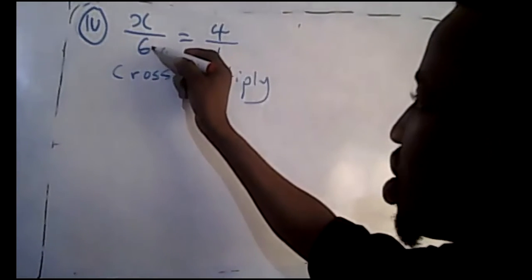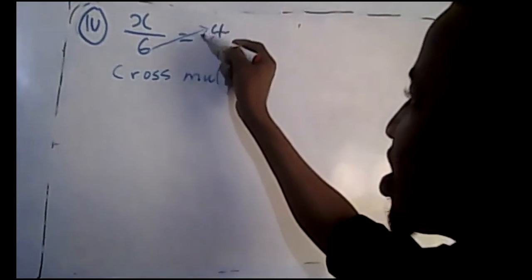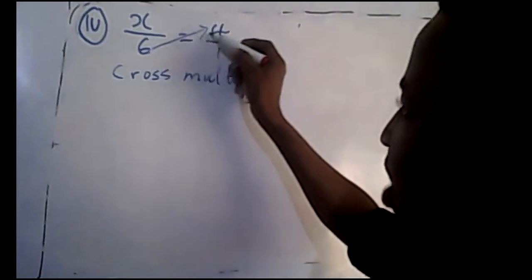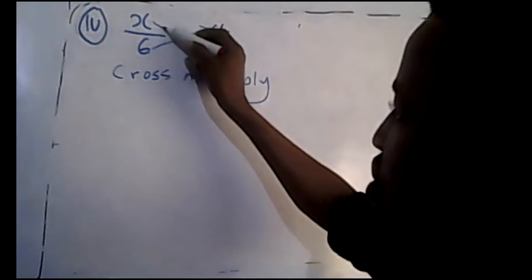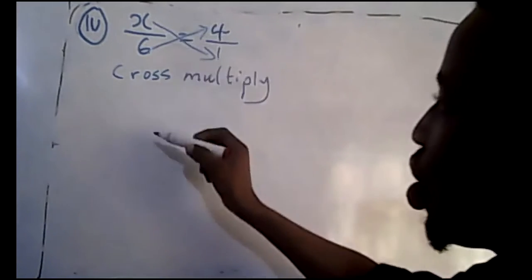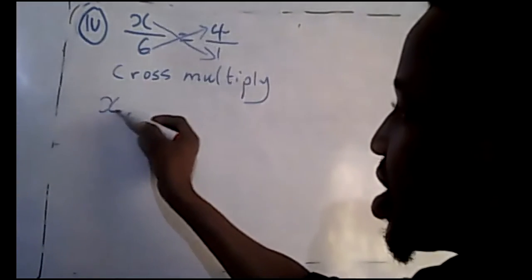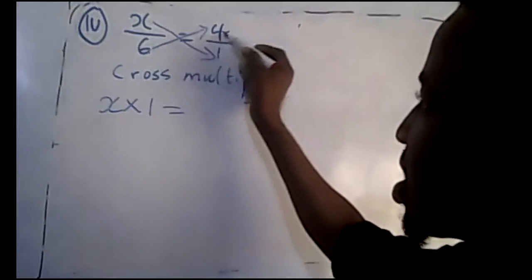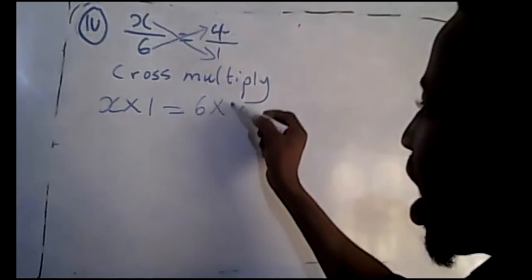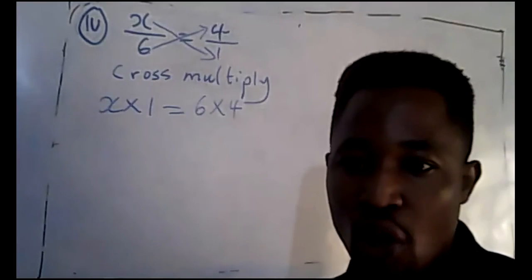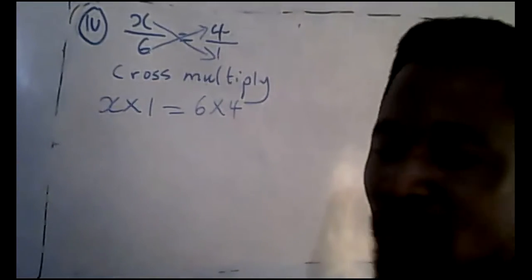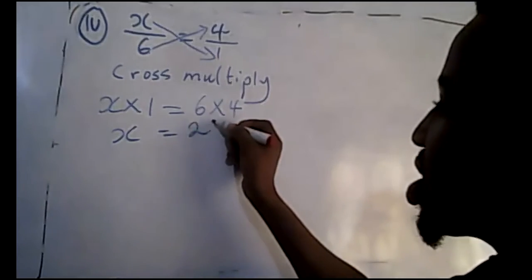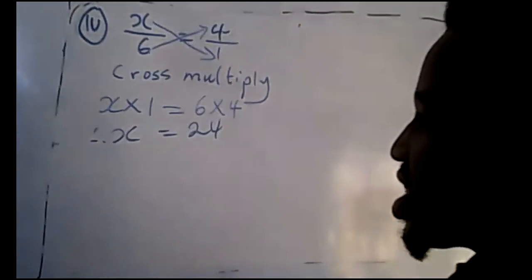That means the denominator here multiplies the denominator here. The denominator here multiplies the numerator up. The numerator here multiplies the denominator down. What that means is x times 1 equals 6 times 4. So what is x times 1? x times 1 is x, and 6 times 4 is 24. Therefore, your x is 24.